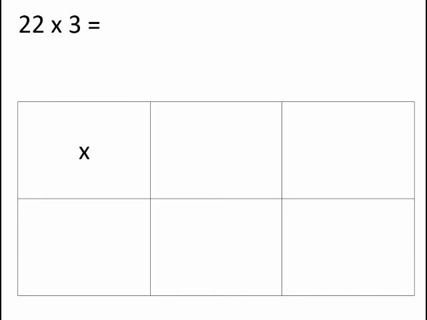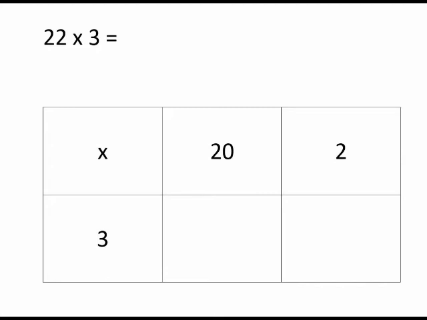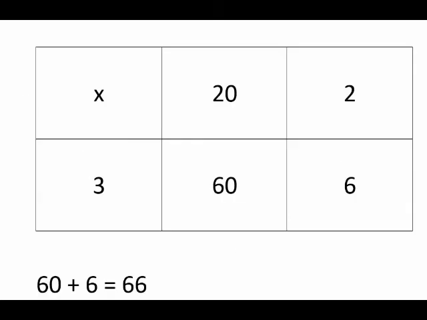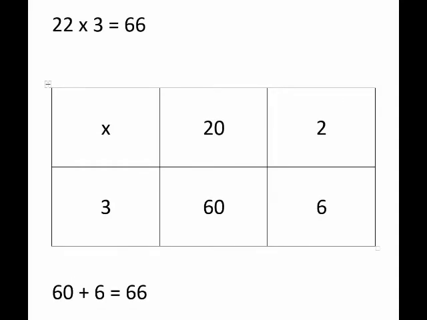Let's work through one more example together. You should have partitioned your numbers like this. Now pause the video while you work out the sums. Your grid hopefully should look like this now. 3 times 20 is 60 and 3 times 2 is 6. Now write the sum 60 plus 6 underneath and work out the answer. Pause the video while you do this. So 60 plus 6 is 66. Now remember to write it next to the question that you've written out at the top. 22 times 3 equals 66.